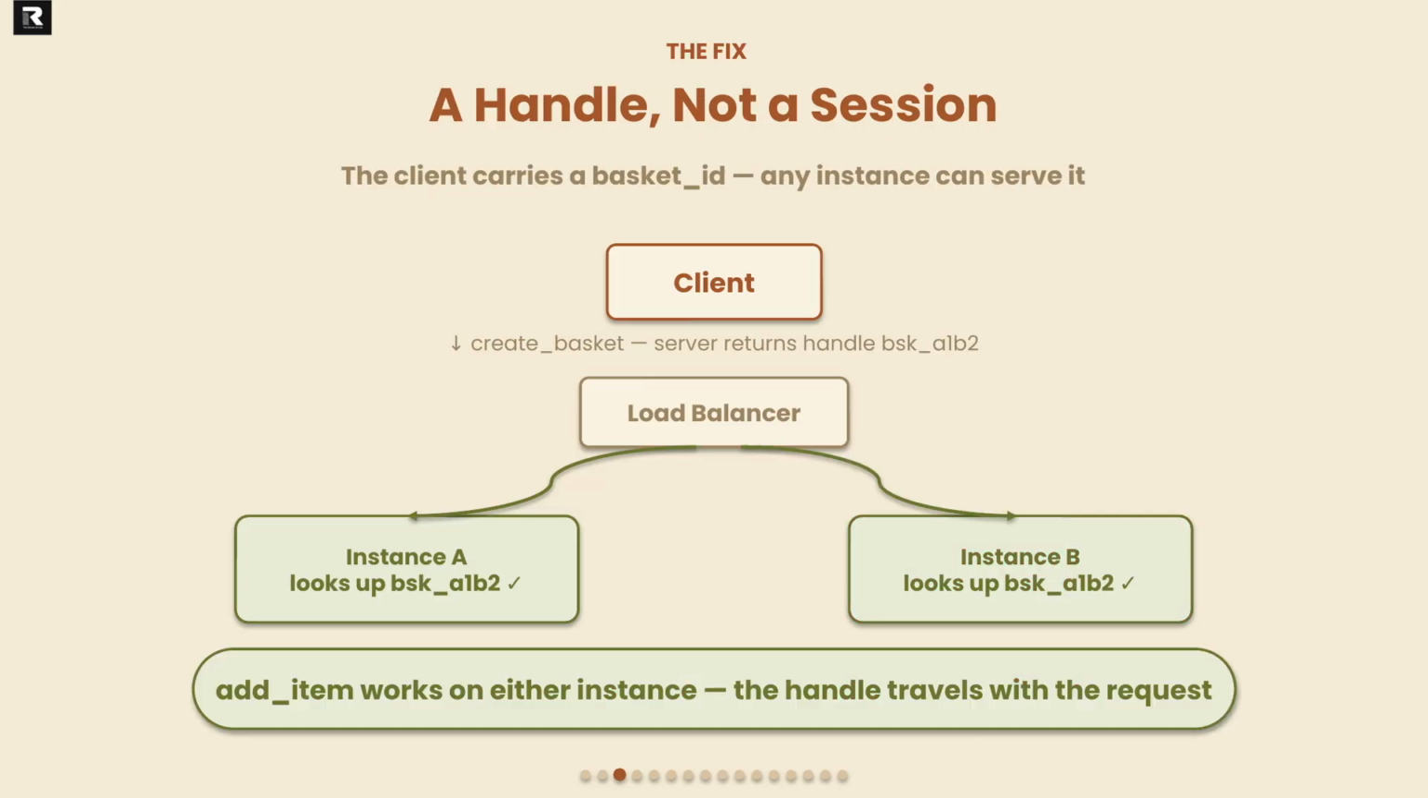New model. Create basket doesn't generate a session. It mints a handle, BSK A1B2, and hands it straight back to the client. Every call after that carries the handle as a plain argument. Round robin the same request to instance A or instance B. Doesn't matter. Both can look up that handle the same way. No coordination between instances required.